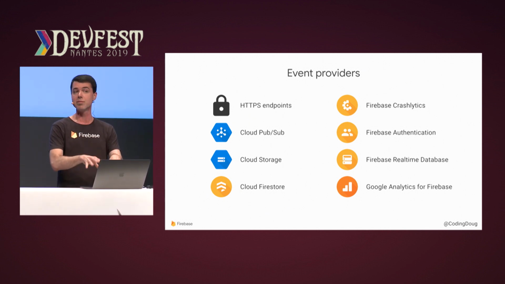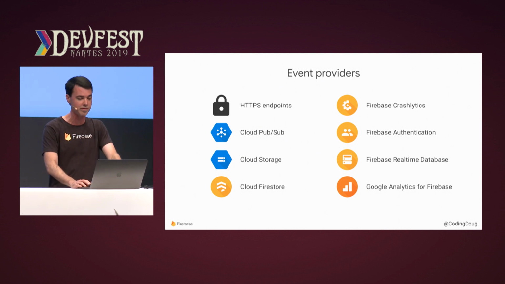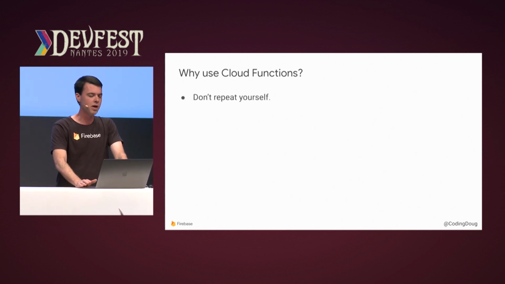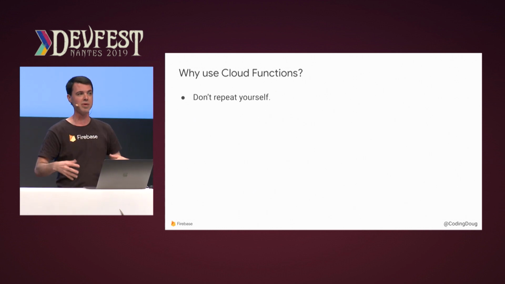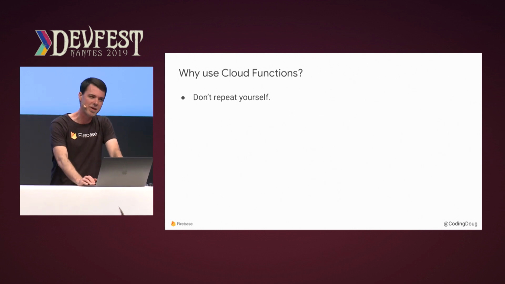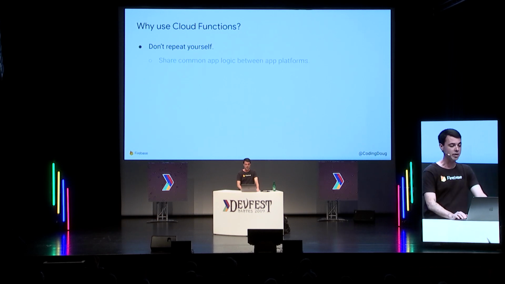And I'll actually show demos of all of these: Cloud Storage, Cloud Firestore, and Realtime Database. So why would you use Cloud Functions as opposed to writing logic directly in your app? Well, if you're building an iOS and an Android and a web app, you probably have some common functionality among all of them. You probably don't want to copy that in each app. You probably want to have that all in one place, one backend. You can share this logic across your app platforms.